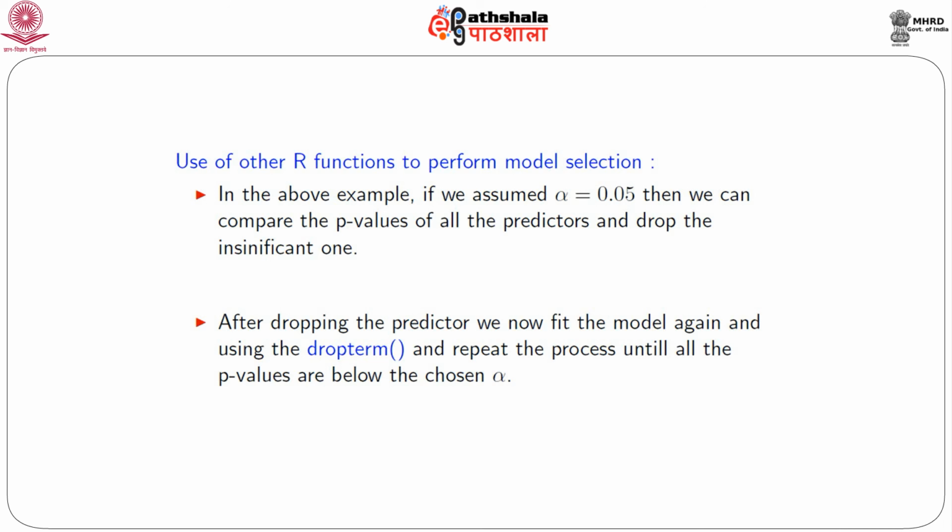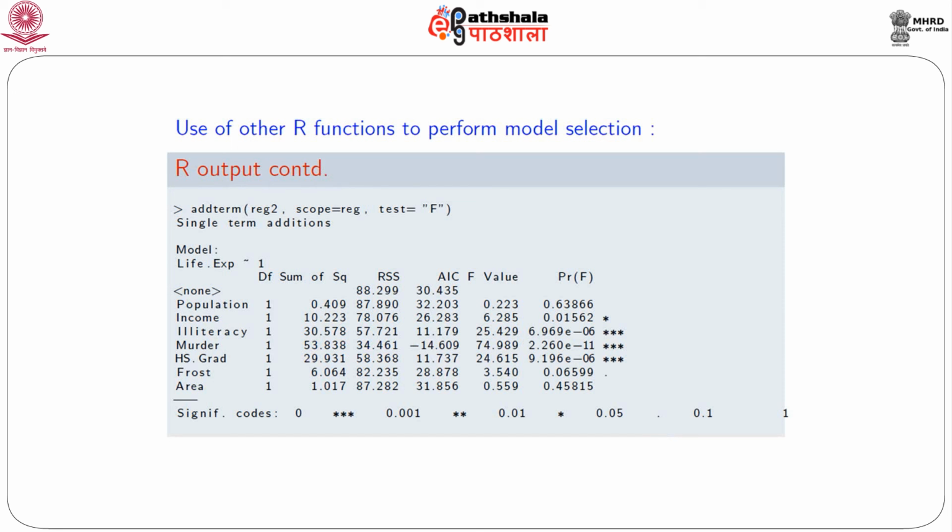Now, after dropping the predictor, we fit the model again, and using the dropterm, we repeat the process of removing the ones that are insignificant and retaining the ones that are significant based on the p values that are below the chosen alpha. And here is the output from using the function addterm in R, and we can interpret the results of using this function the same way as we did for the function dropterm.